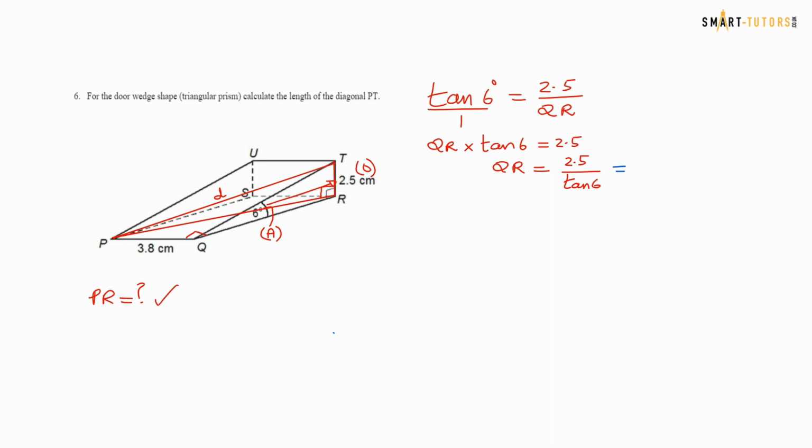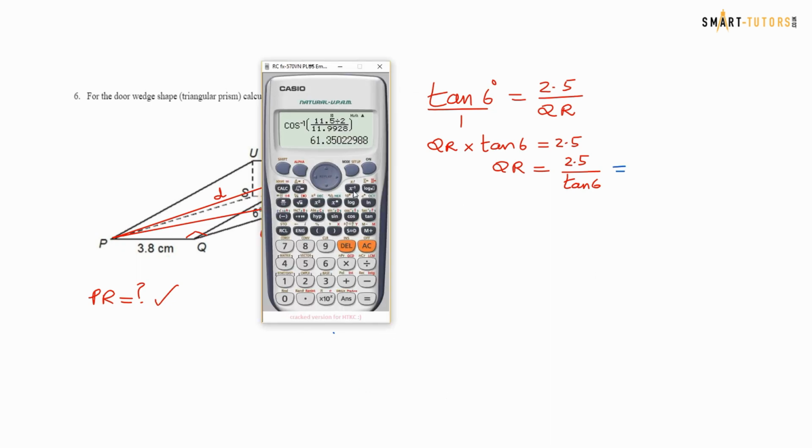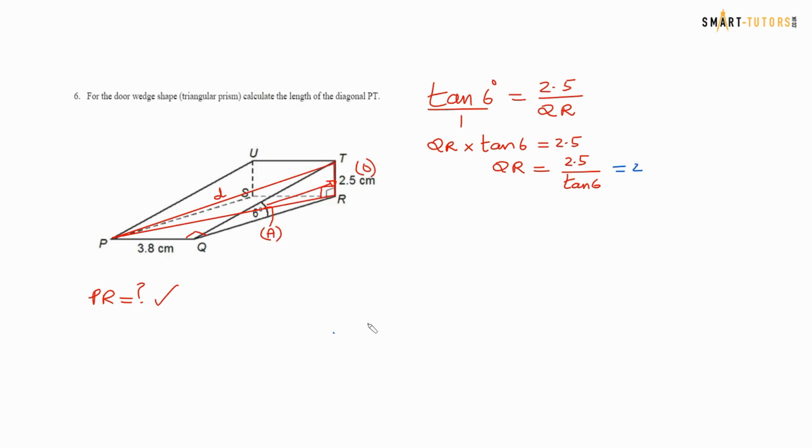So I'm going to use the calculator quickly. 2.5 on the top, tan 6, 23.7859. Right, so QR is known.